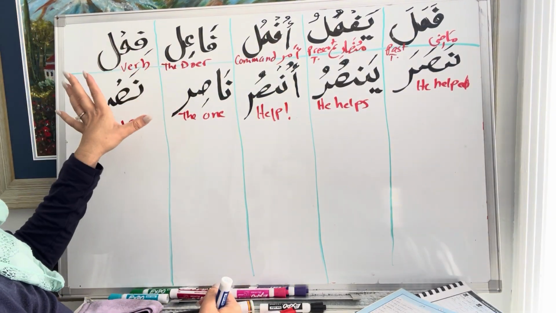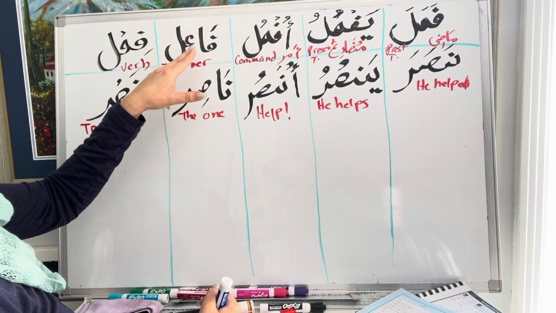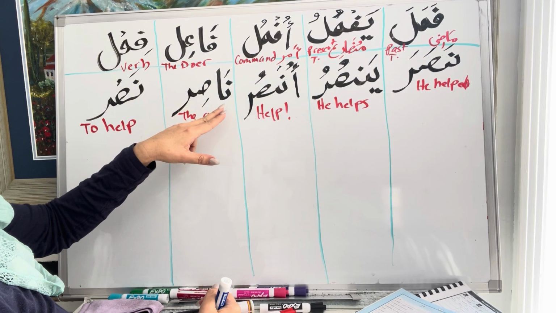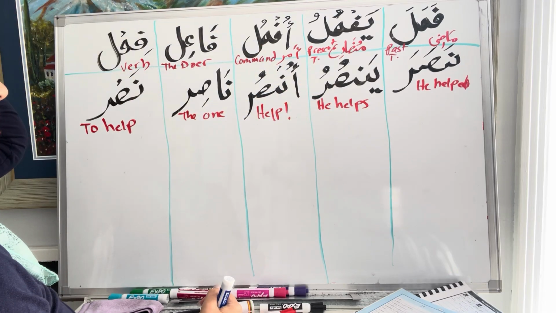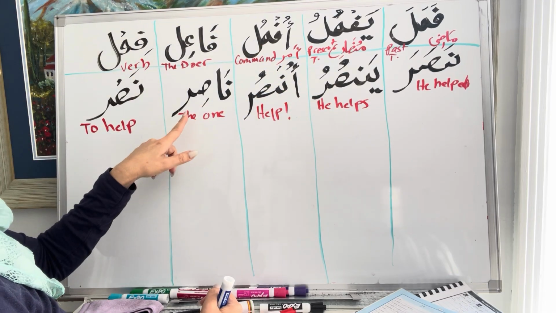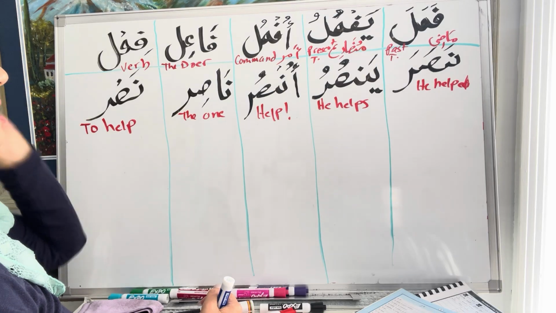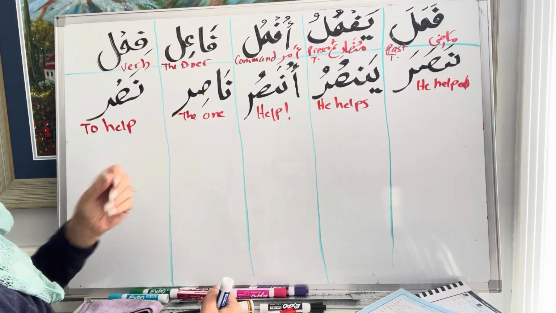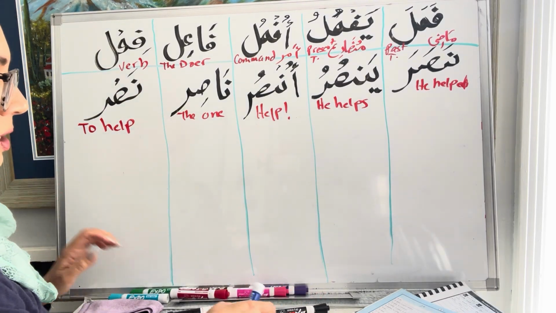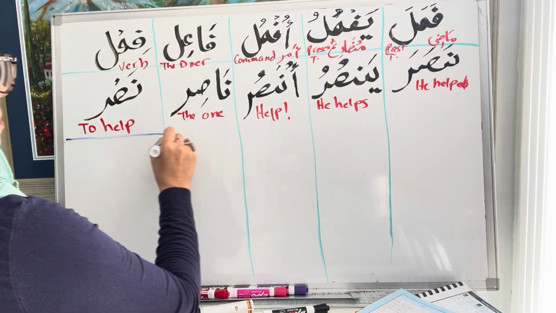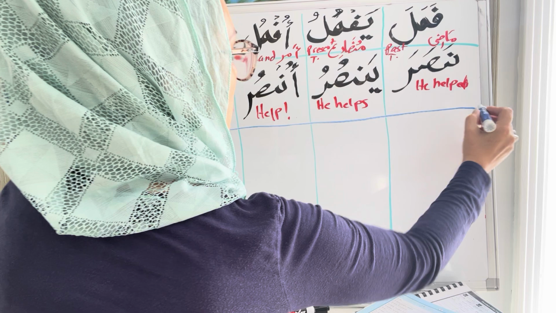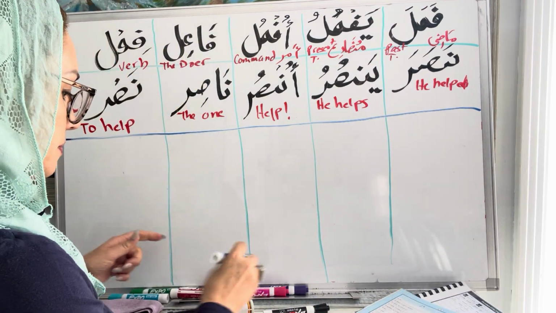And then these two didn't change. So fa'il, this takes an extra alif added. Because our basic root is nun, sad, and ra, here nasir has an alif added, so it becomes nasir, the one who is doing the acting of helping. All right, so let's put a line here so we can move on to our next word.